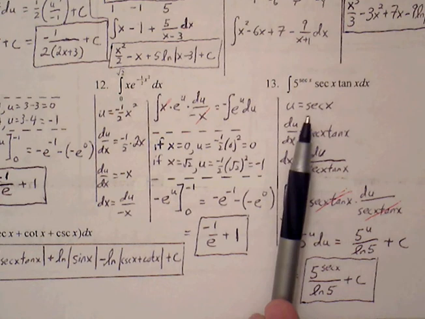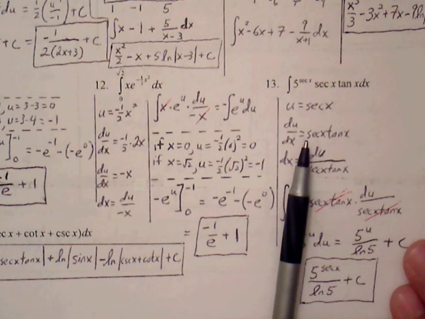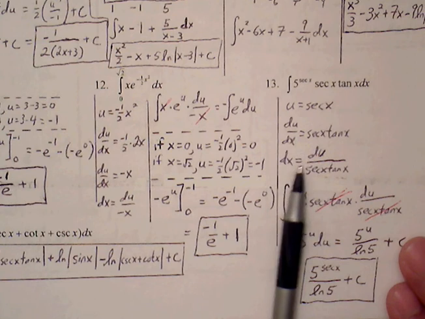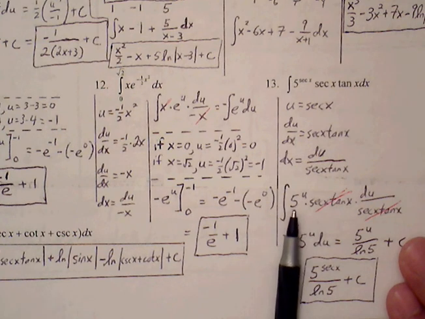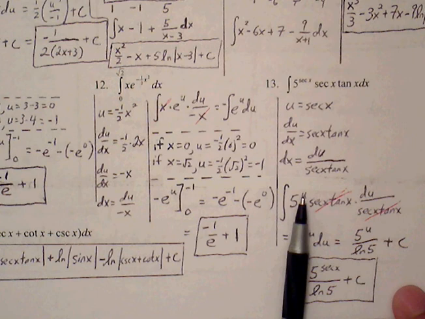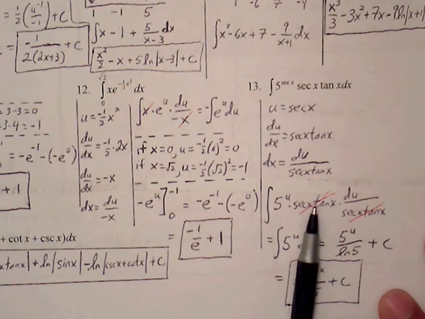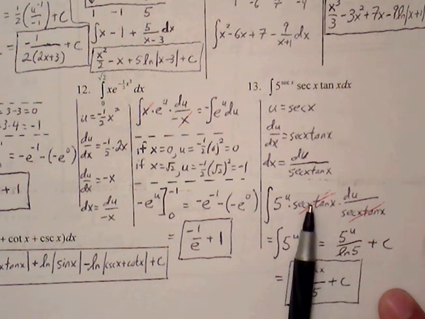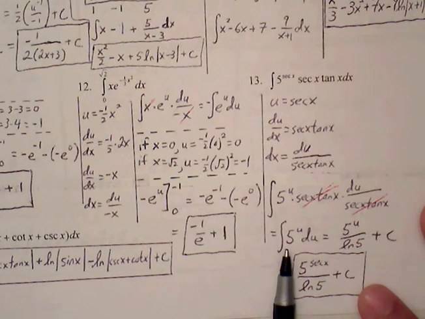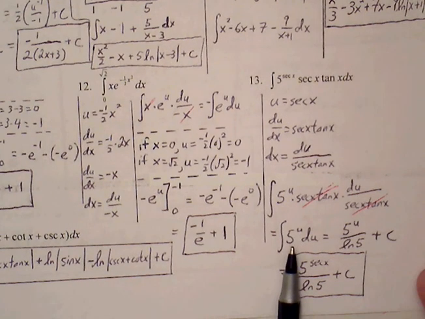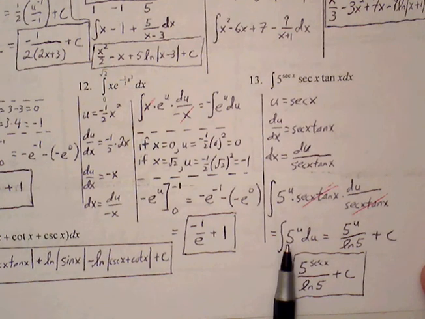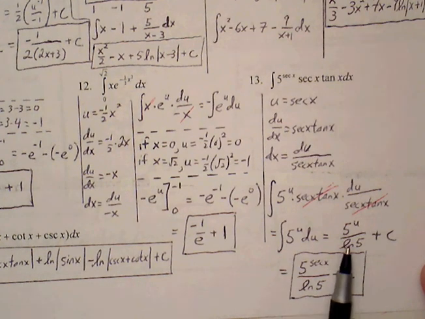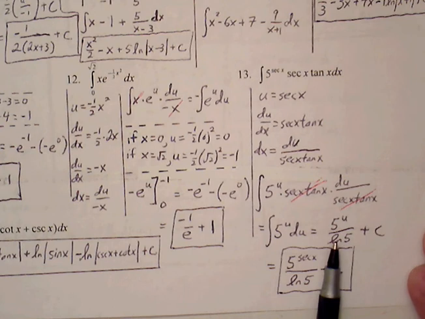Derivative is secant tangent. dx is du over secant tangent. We make our substitution: 5 to the u times secant tangent x, and then dx gets replaced with du over secant x tangent x. The secant tangent cancels out, so we're left with the integral of 5 to the u du. If we think about the rule that we just learned from 5.5, we do have a rule for a to the u, which is a to the u divided by natural log of a plus c. So that's exactly what we do by applying the rule that's available to us and replacing our u value back in terms of x, in this case secant of x.